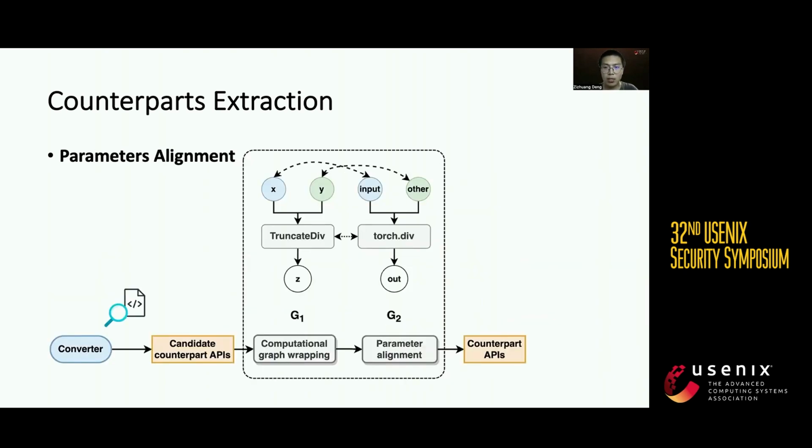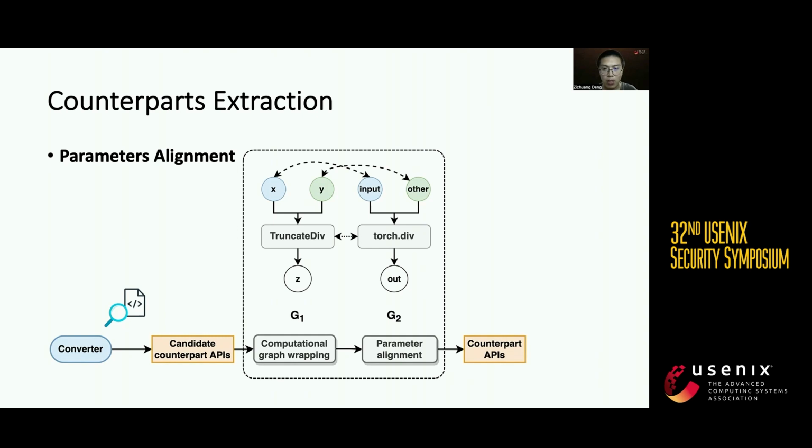We wrap these candidate counterpart APIs into two computational graphs, then deduce the parameter correspondences of the counterpart APIs from the conversion of the graphs. For example, G1 is the computational graph wrapped by TensorFlow's truncated diag operator, and G2 is the computational graph wrapped by PyTorch's torch.diag operator.